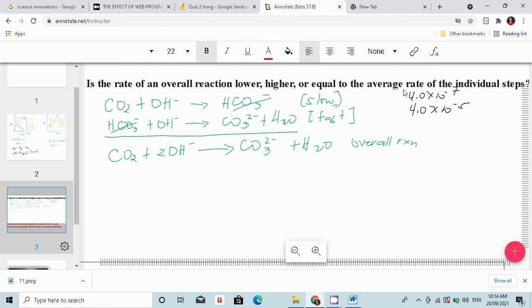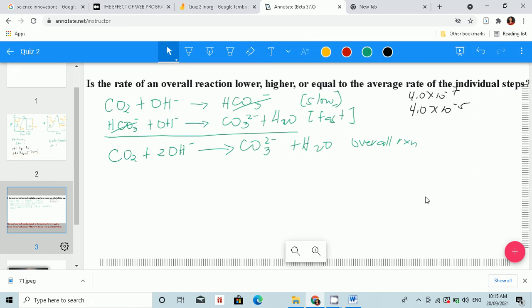than the average rate, because the average rate of these two is 4.0 times 10 to the negative 7 plus 4.0 times 10 to the negative 5 divided by 2. So that is 2.02 times 10 to the negative 5, the average. But 4.0 times 10 to the negative 7 is lower.